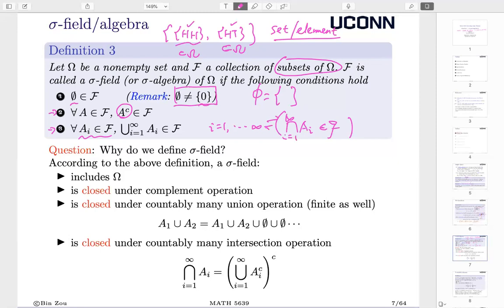By the way, you can have a rough idea of why we need those three properties, right? Because if the empty set is in F and the complement is also in F, we know it includes the sample space. And given all those properties, we can do all the operations we just defined. They are closed. Closed means when you do this operation, the result you get is still in this collection.